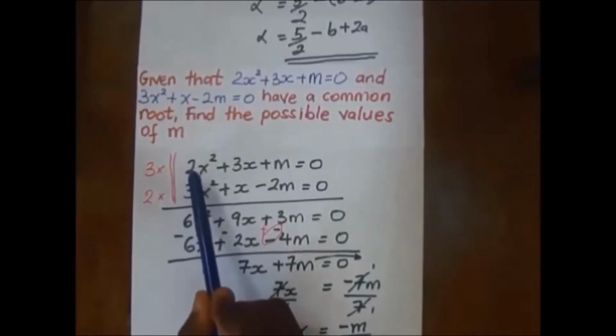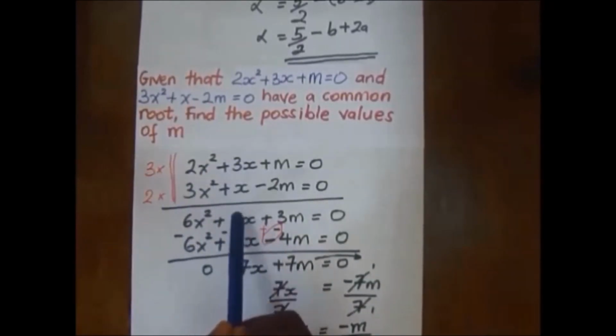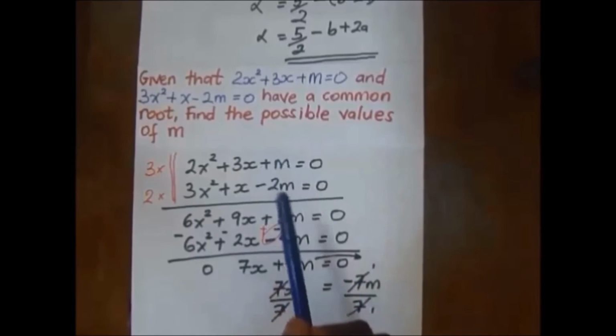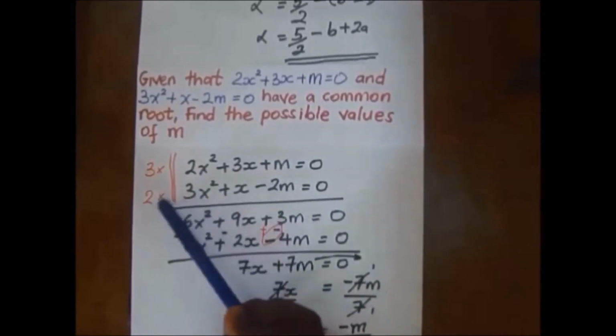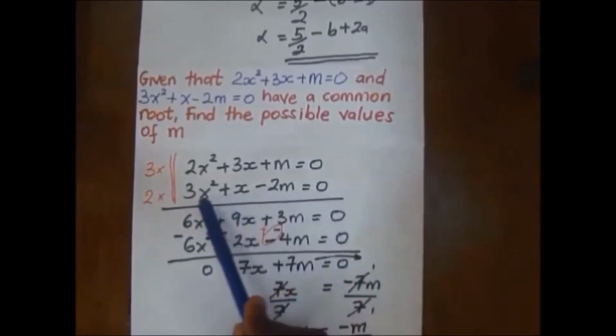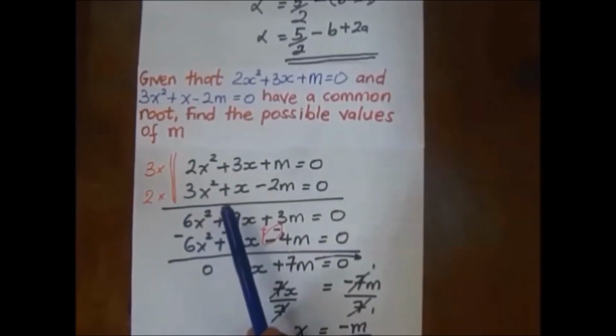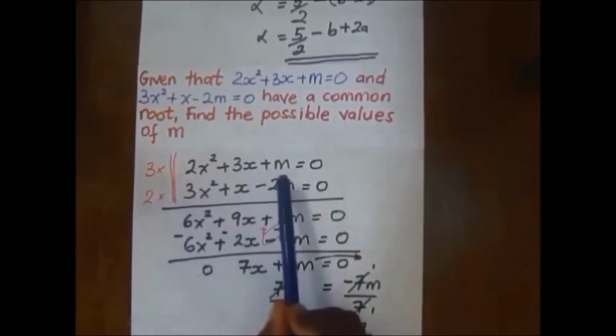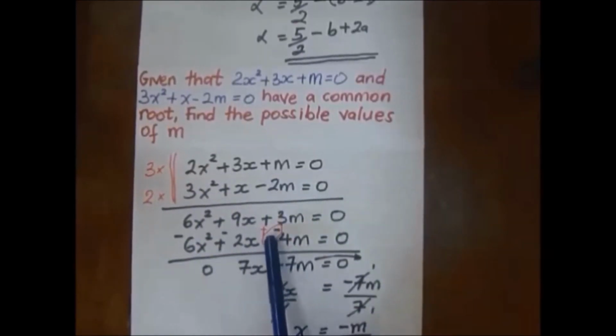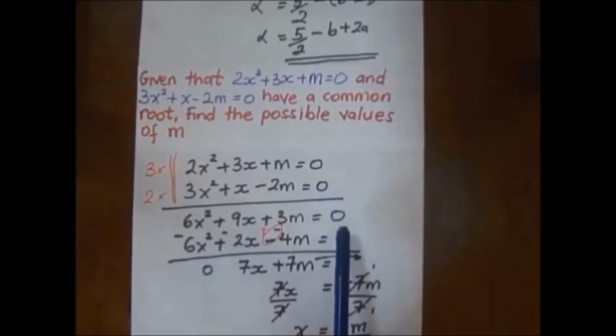So here 3 times 2 is 6, 3 times 3 is 9, 3 times m is 3m is equal to 3 times 0, which is 0. Then in the second equation it is 2 times 3, which is 6x squared, 2 times x is 2x, then we have 2 times negative 2m, giving us negative 4m, equal to 2 times 0, giving us 0. So we have this equation and that equation.